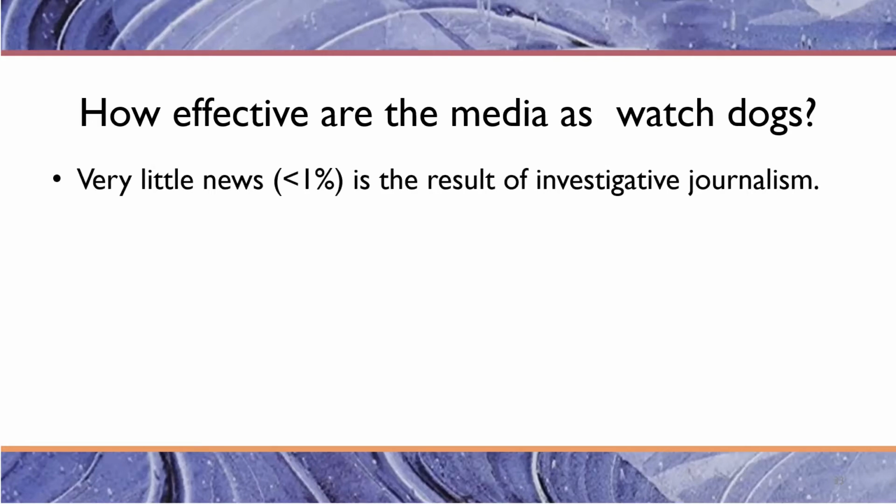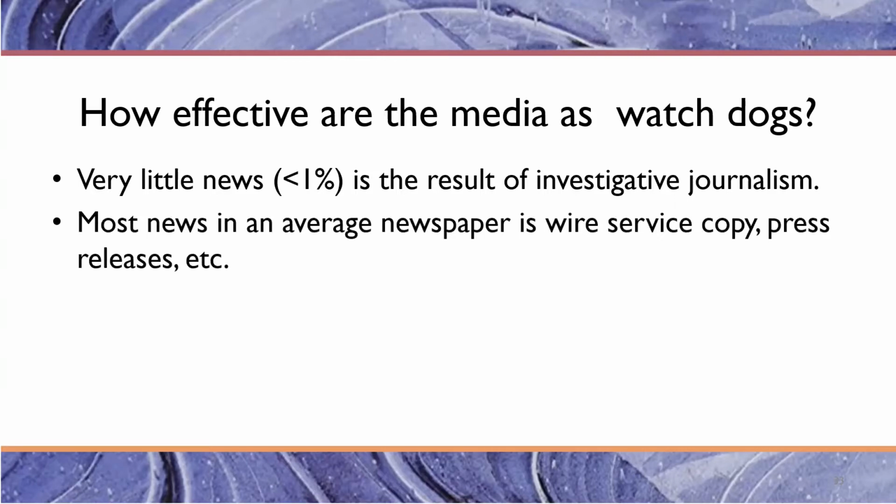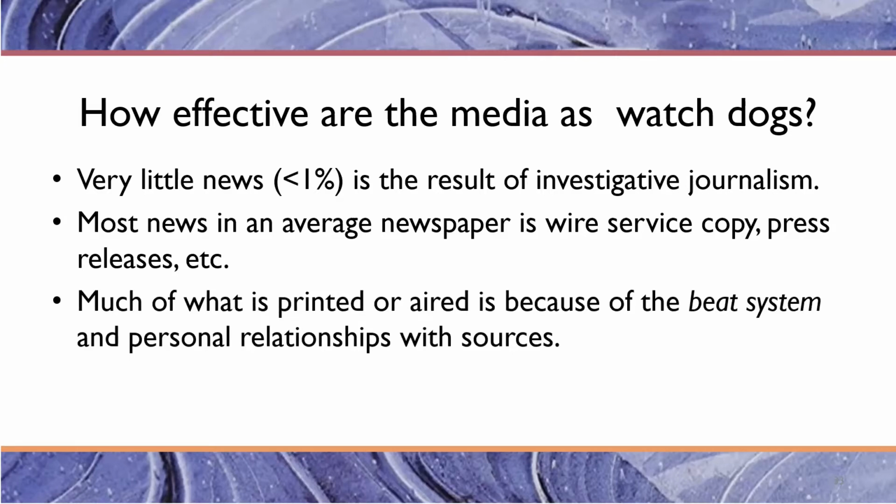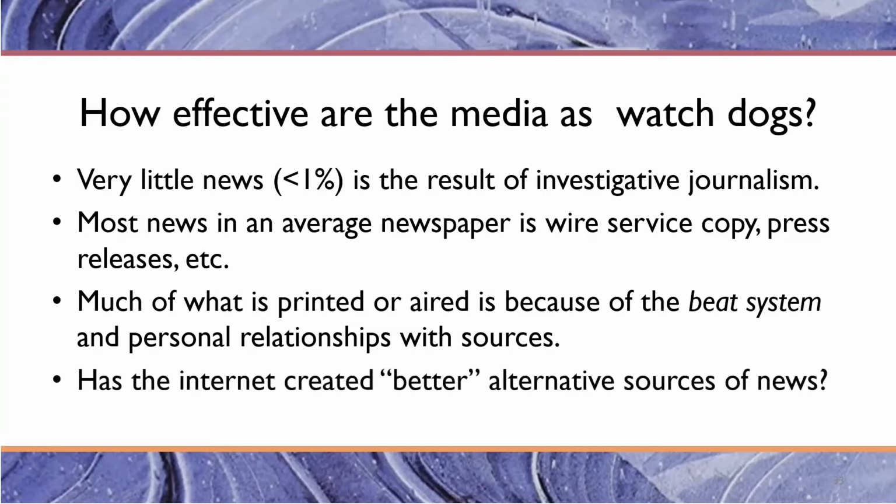It's important to note that very little news is the result of investigative journalism. Most news in an average local newspaper is wire service copy, or is a rewritten press release or things like that, or a lot of it is sports and features. And most of what news is printed is created by journalists who work on a beat system, who have personal relationships with sources. So there tends to be a sort of mutually reinforcing relationship between sources and journalists. The question then is, is there more and better news as a result of the internet?